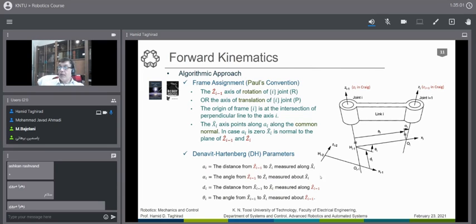We define it very simply. The di is the distance between xi minus 1 to xi measured along zi. If there is an offset, we find it in di. And theta i is the angle from xi minus 1 to xi measured about zi. Very easy to get, and we will work on that in the next session, hopefully. You should learn the Denavit-Hartenberg parameters.